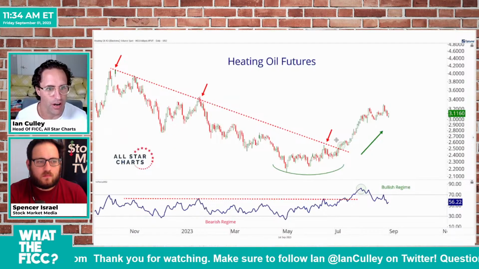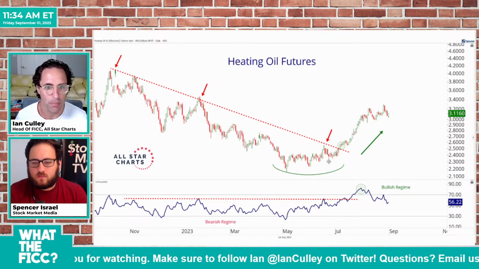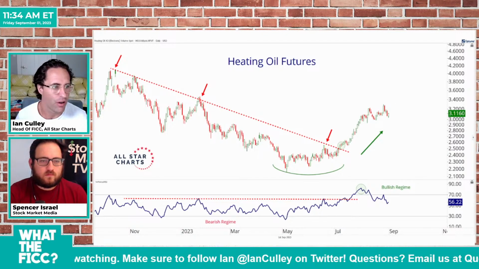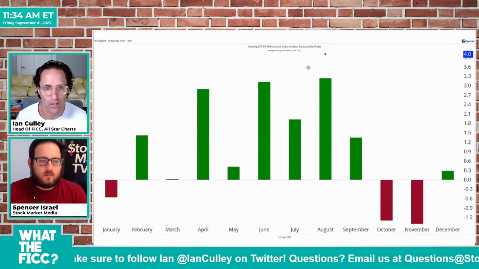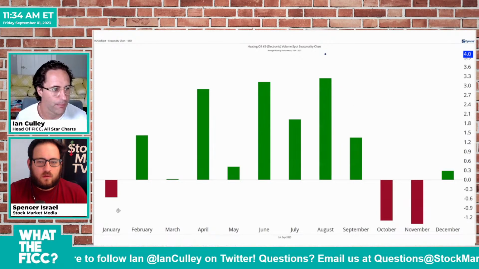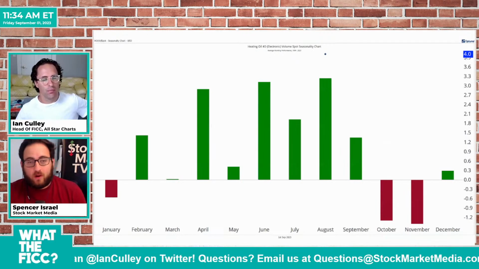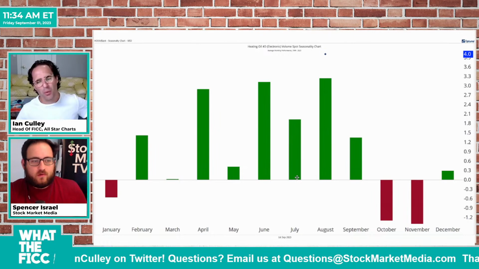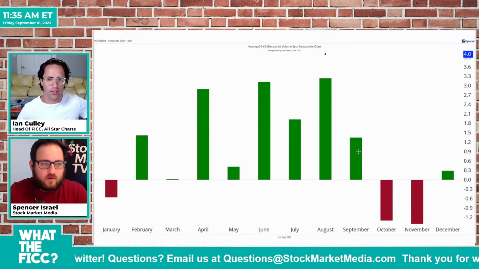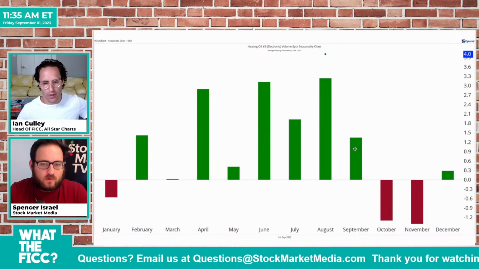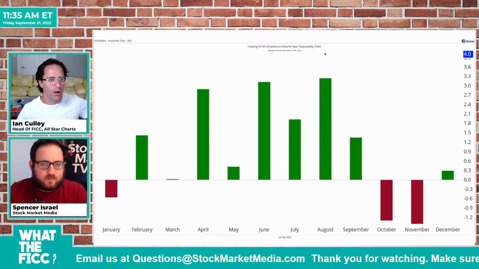But I think it's really interesting to see here how heating oil bottomed and started ripping higher in August, which is its strongest seasonal month of the year. So now we're approaching a seasonally weak period for heating oil, which will be interesting to see how it plays out. September, expect strong seasonal tailwinds as well.